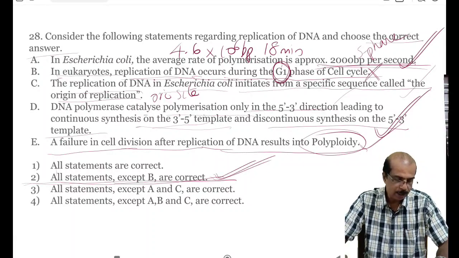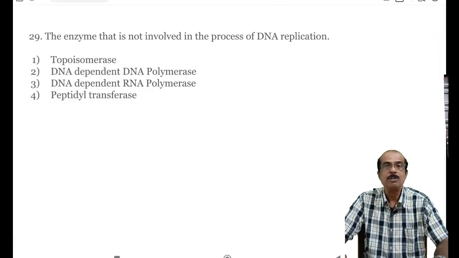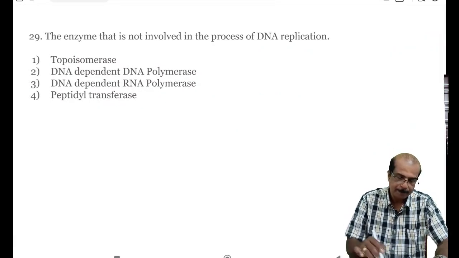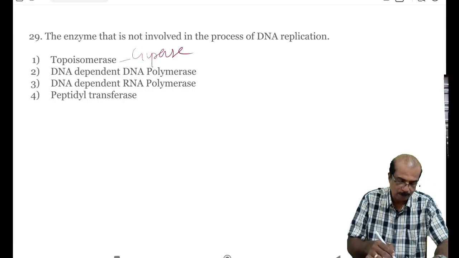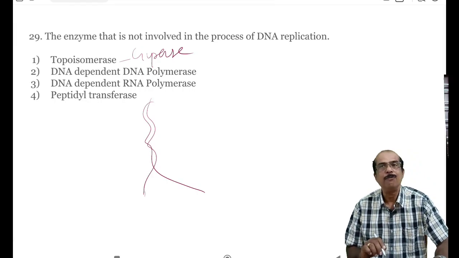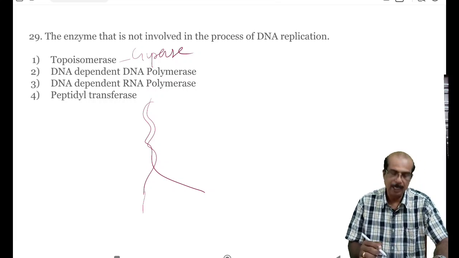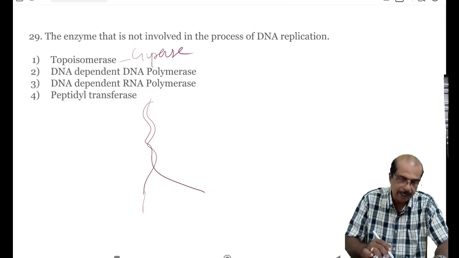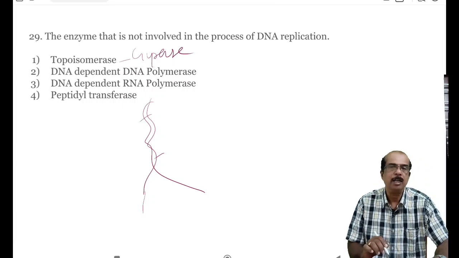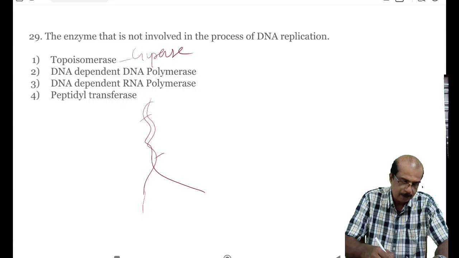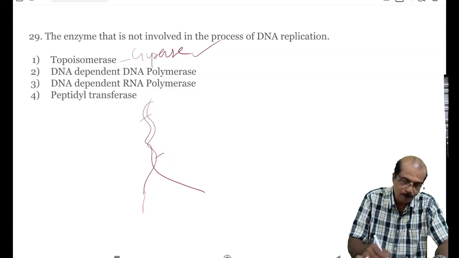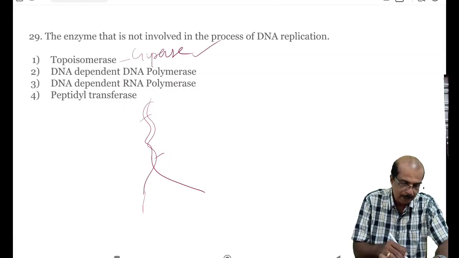Moving to the 29th question. The enzyme that is not involved in the process of DNA replication. Here, the first enzyme is topoisomerase, otherwise called gyrase. What is the role of gyrase? During unwinding of DNA for replication, the gyrase enzyme cuts and reseals the double-stranded parent strand to alleviate the tension due to unwinding. So, topoisomerase is involved in the process of DNA replication, not the answer.